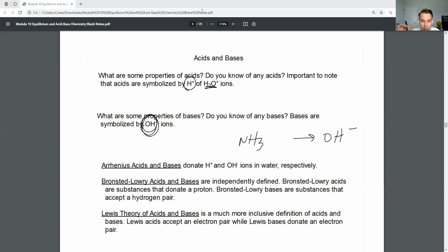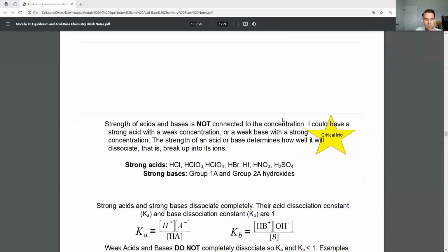Bronsted-Lowry is a much more inclusive term. Bronsted-Lowry acids are substances that donate a proton, and bases accept the proton. Okay, so we're giving off and accepting hydrogens. And that's more of an inclusive definition because it will include things like ammonia that don't follow along with the Arrhenius definition. And then the third one is a Lewis acid and base. They accept and donate an electron pair. We're not going to discuss them at all because they get a little more complicated. We're going to keep it real basic with what we're doing with this.